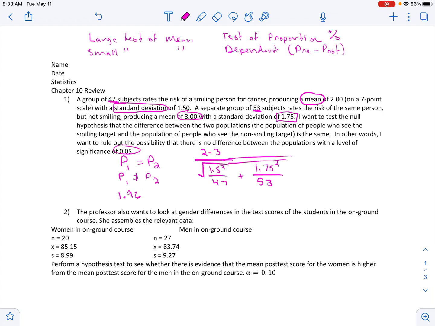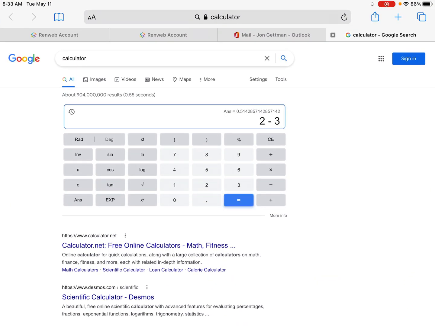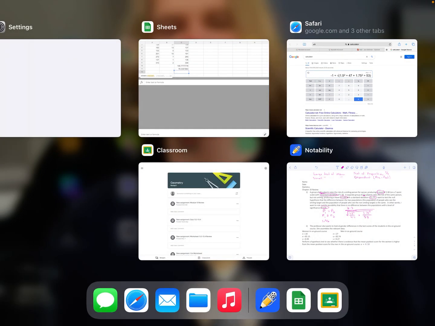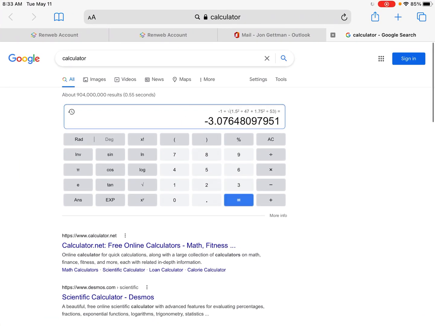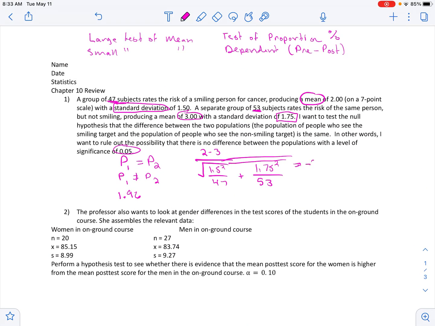From there, we go ahead and do that on our calculator. So we go 2 minus 3 equals, divided by the square root of 1.5 squared, divided by 47, plus 1.75 squared, divided by 53. And you could just put that all in parentheses and hit enter, and we get negative 3.07. So this all equals negative 3.08.